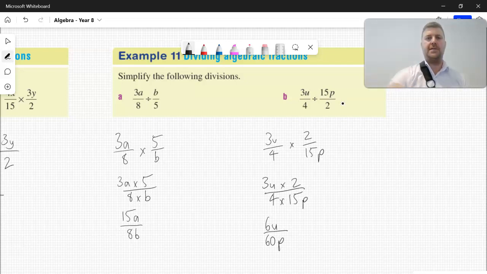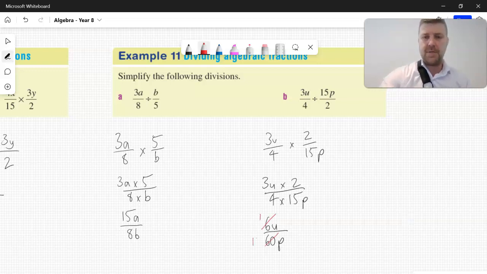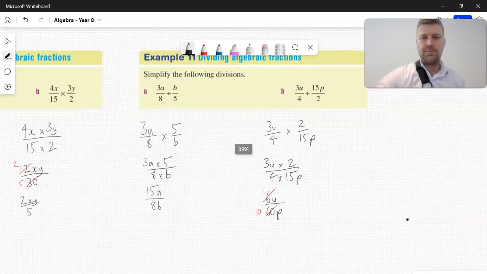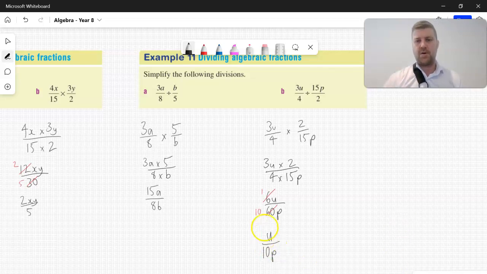Again, look for common factors. Obviously, 6 and 60 are both divisible by 6. So 6 divided by 6 is 1. 60 divided by 6 is 10. So my final simplified answer is 1u over 10p, or simply u over 10p. Remember, if the coefficient is 1, quite often it's left out when we're doing algebra.